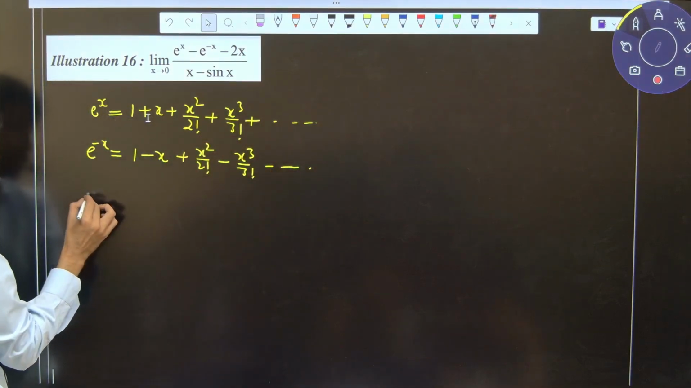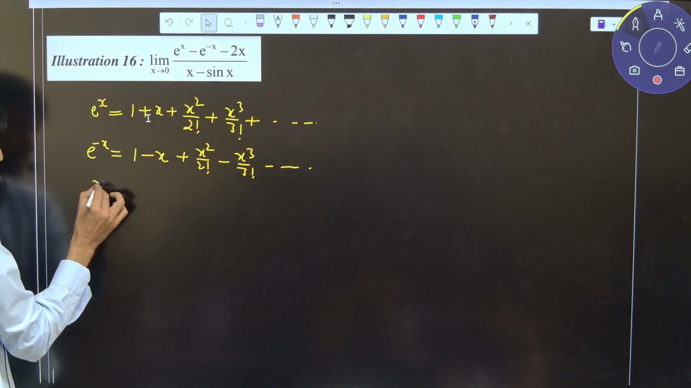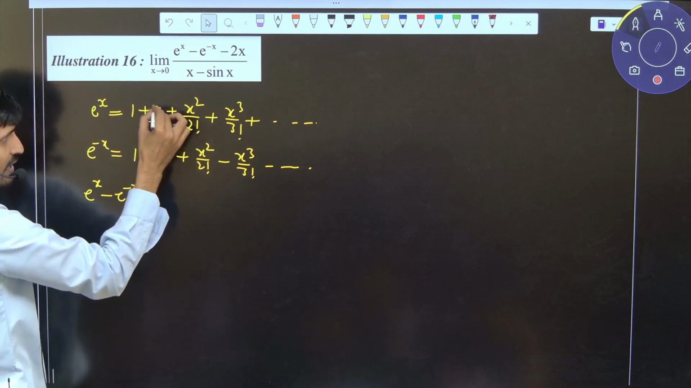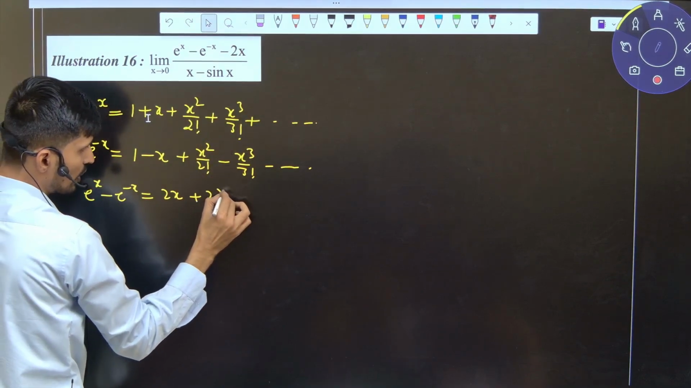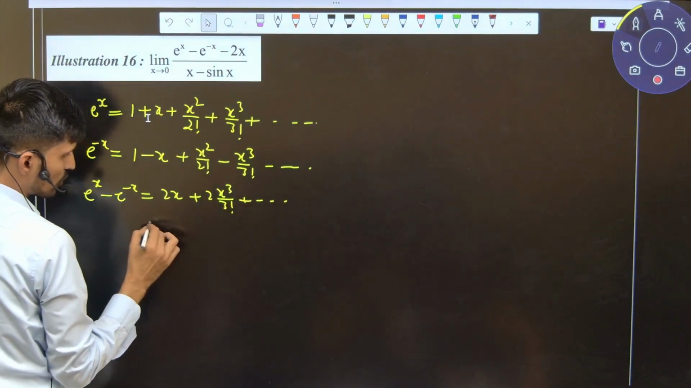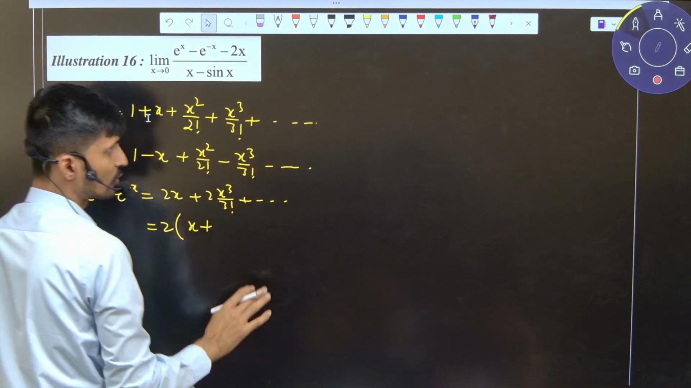I am going to subtract both: e raised to x minus e raised to minus x. The 1 will get cancelled. X minus minus x gives 2x, plus 2 x cube by 3 factorial and so on. I will take 2 common. No need to worry about that.